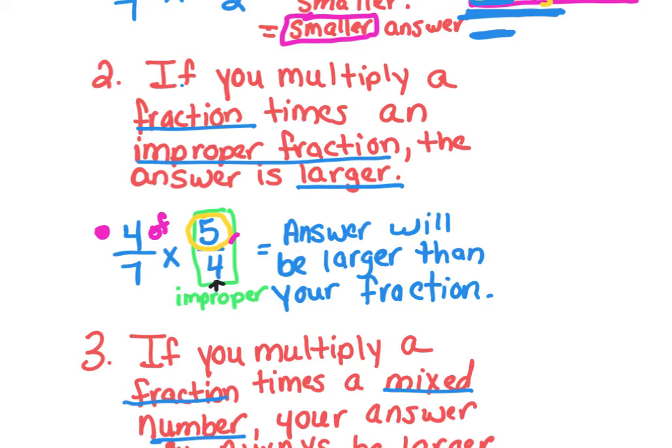So when we say that our answer is going to be larger, it's not going to be larger than 5/4. It's going to be larger than 4/7, because 5/4 is going to get smaller because we're taking a piece of it. But we're focusing on 4/7 because that's the consistent fraction we're going to use in all of our examples, and it's actually going to be larger. So your answer will be larger than 4/7 but smaller than 5/4 because you're taking a piece of 5/4. So 5/4 is going to get smaller.